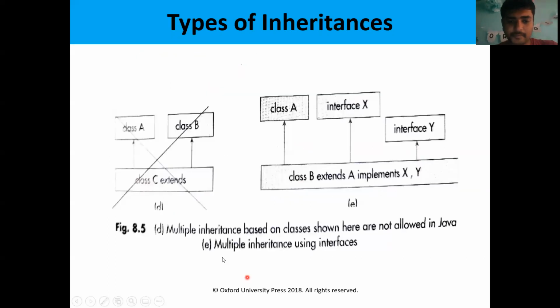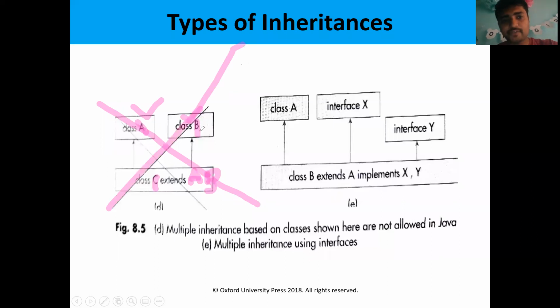So let us see this. Class A, class B. We have two classes. Class A is a superclass, class B is a superclass. Class C extends class A as well as class B. So this is not possible in Java. Here more than one superclass is present. Class C is going to extend the properties of A and B. So that is not possible in Java. Java doesn't support this concept, more than one superclass.